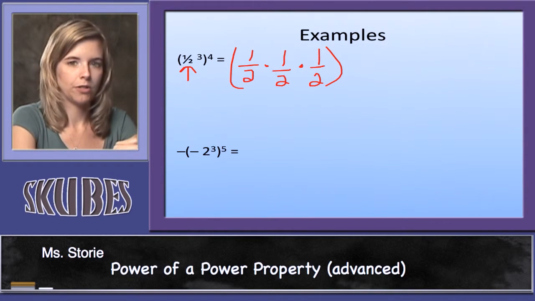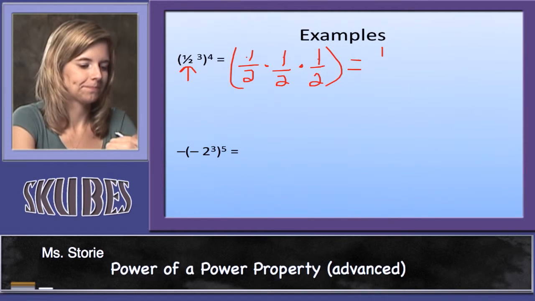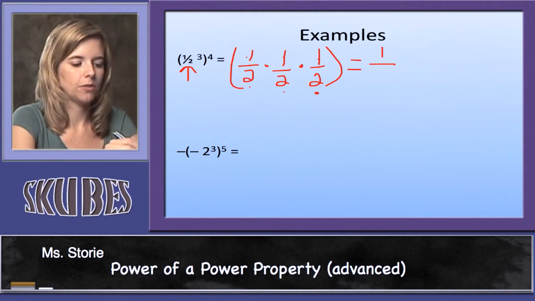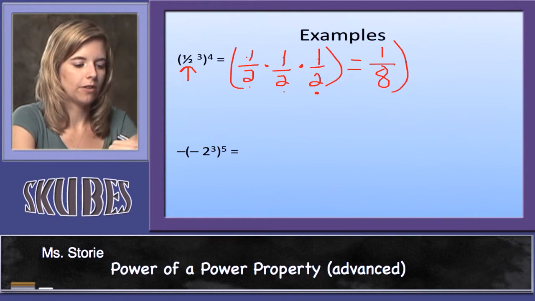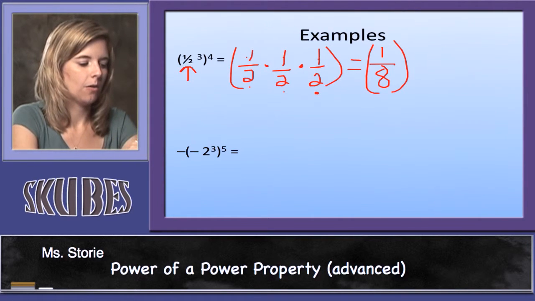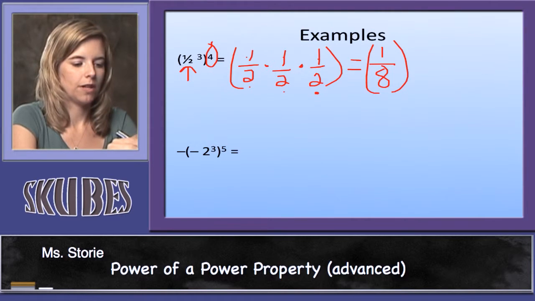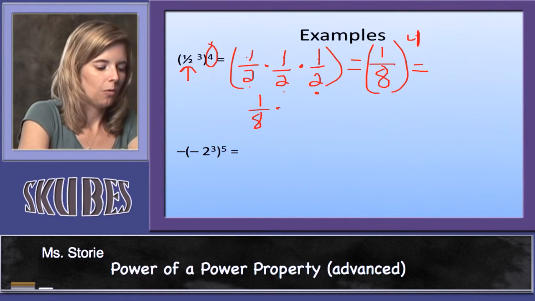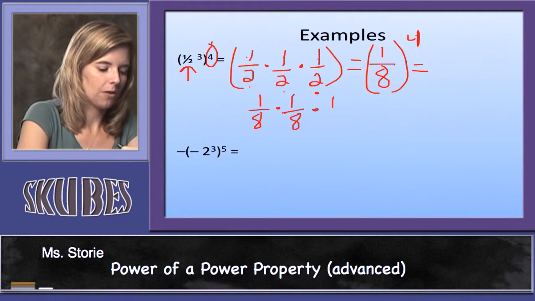So you multiply all your numerators first. So 1 times 1 times 1 is still 1. And then 2 times 2 is 4, and 4 times 2 is 8. We did everything inside the parentheses, and now we still have to raise it to the 4th power, which means you're going to take 1/8 and multiply it by itself 4 times in a row.